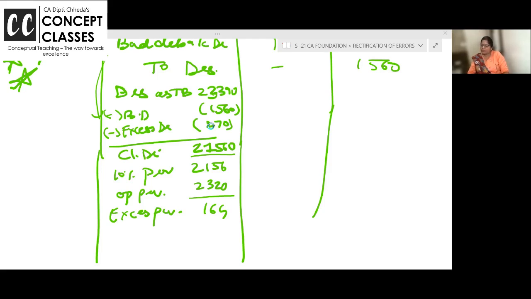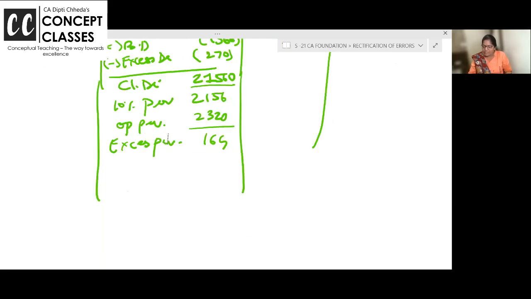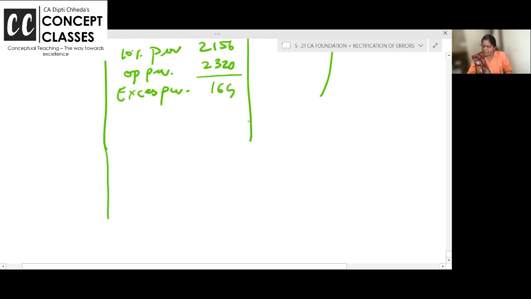Finished all of you? Yeah. Chalo, I will re-explain. Debtors are 23,390. Bad debt हुआ 1560. Excess debit, there was an earlier error where debtors were wrongly debited extra. So you credited. So your closing debtors is 21,560. On that 10% provision is 2156. But your opening provision is 2320. So excess provision is there for 164. Can you reverse? Yes. What is the entry for provision?